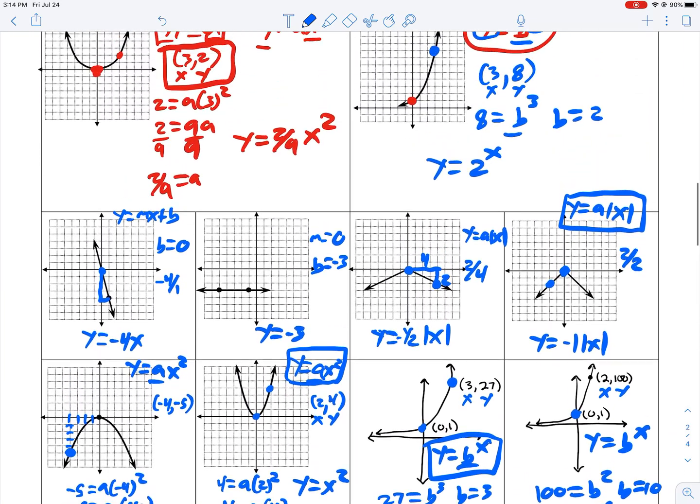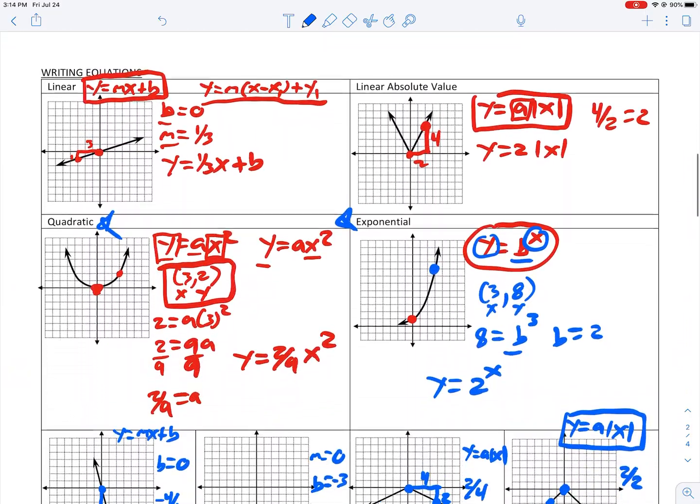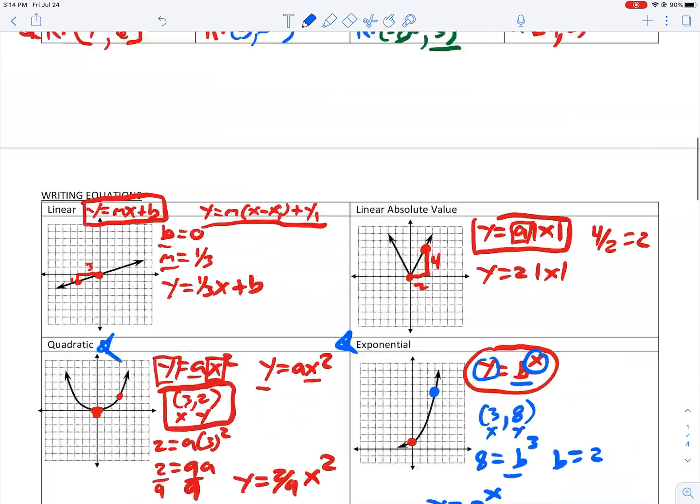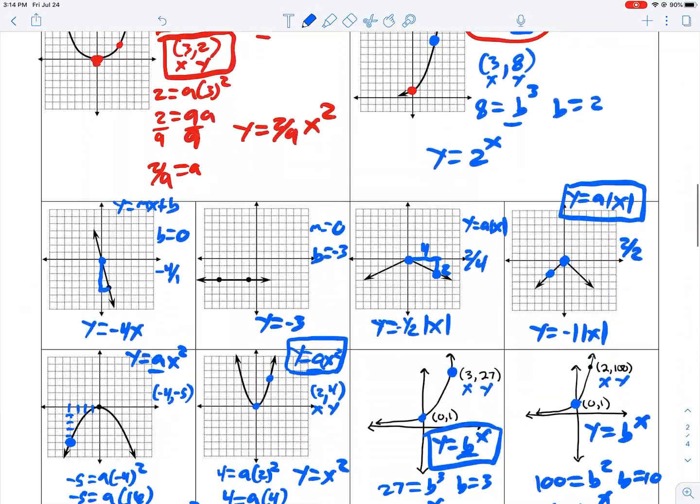And there you go. So quite a bit there, right? Some special cases, domain and range, and starting to write equations. Please make sure that you answer the essential question when you write your summary.